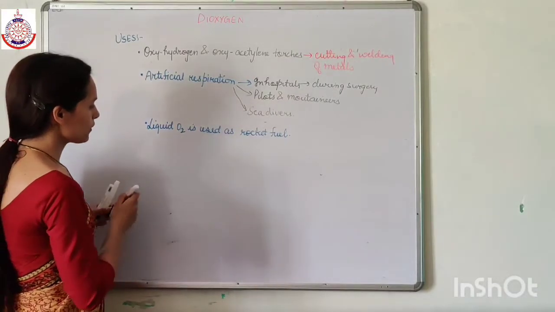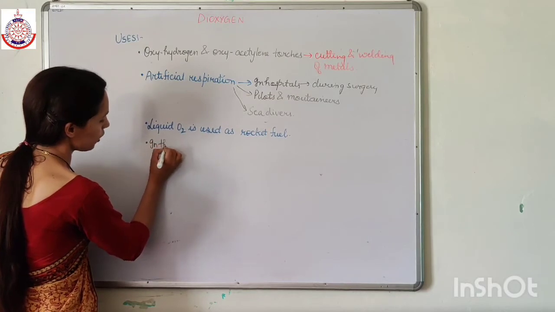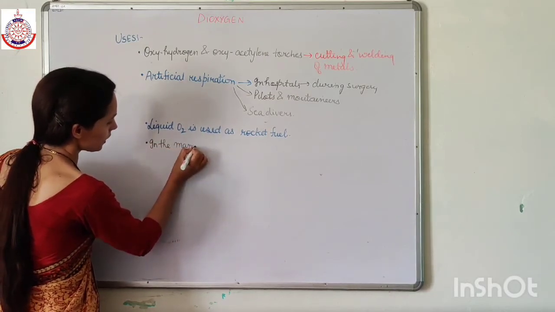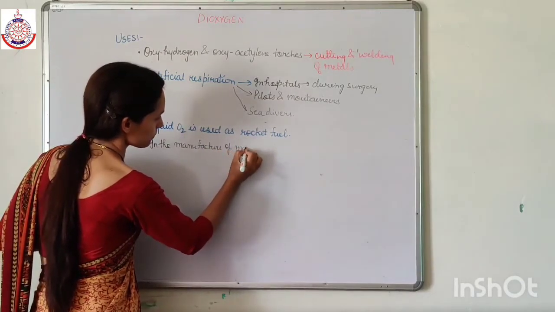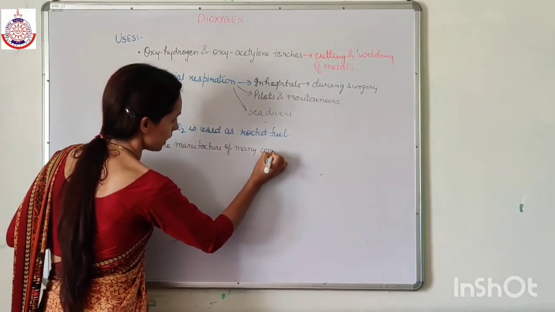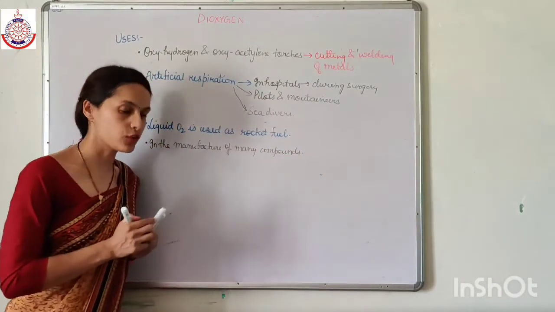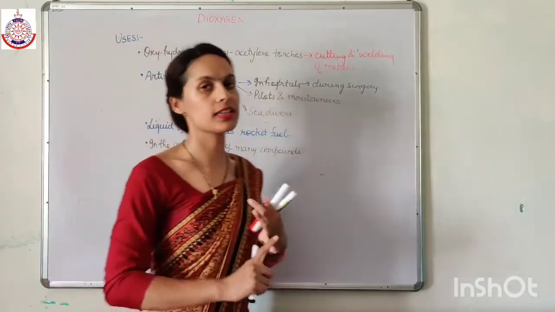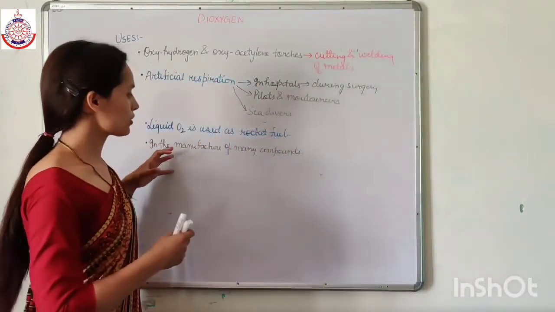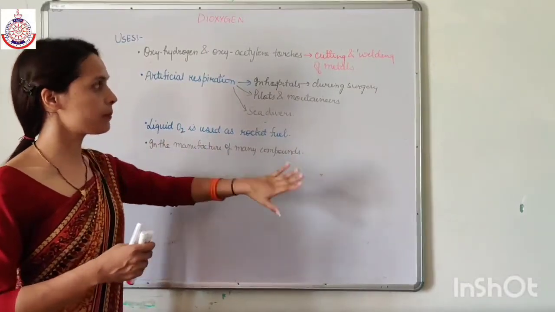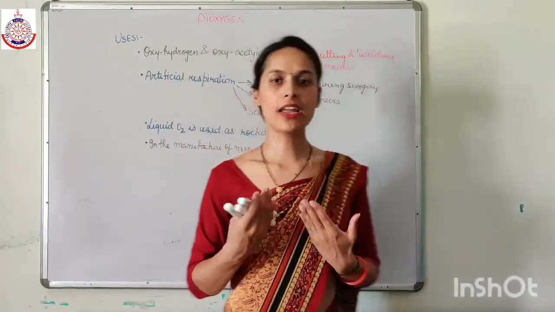The next use of dioxygen is in the manufacture of many compounds. Like we have studied in the chemical properties, in the preparation of sulfuric acid, nitric acid, chlorine, and phenol. So dioxygen is used in the manufacture of many compounds. So these are the different uses of dioxygen.